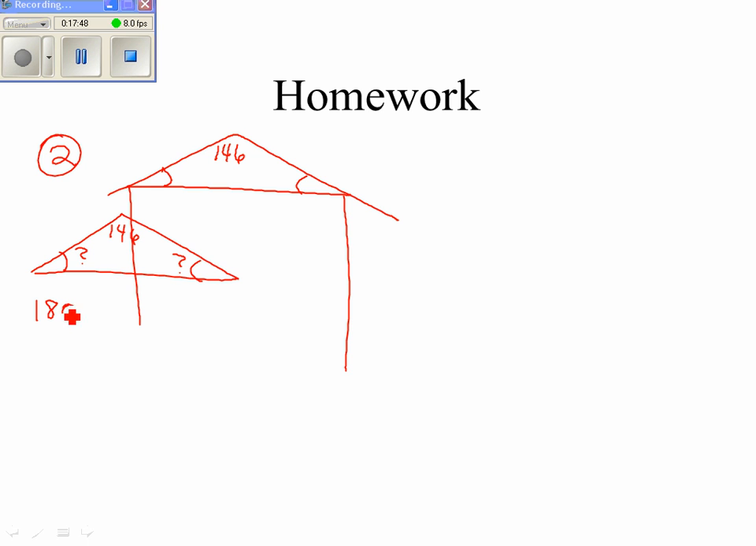180 minus 146. What's that give us? Since these two have to be congruent, I take that 34 and divide by 2. What do I get? Is that my answer? Yes. What did they ask us to find? Find the missing angle measures. So is that it?